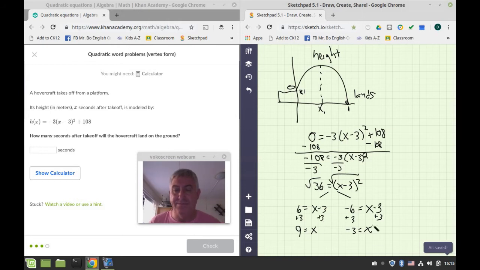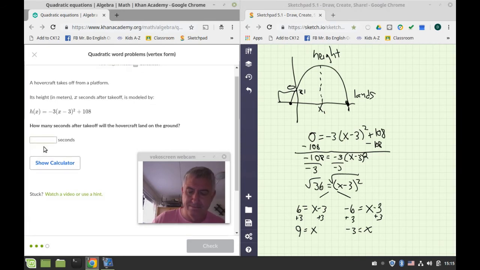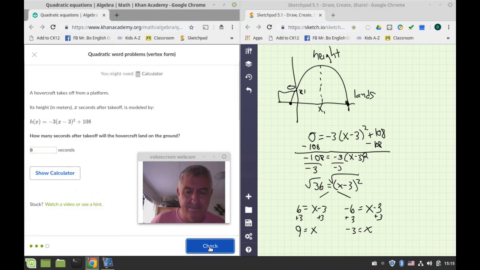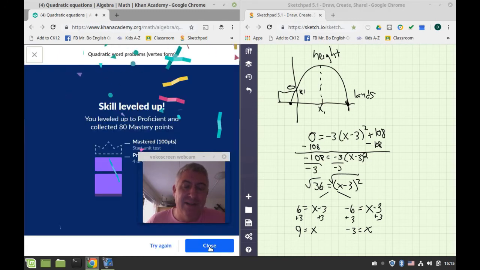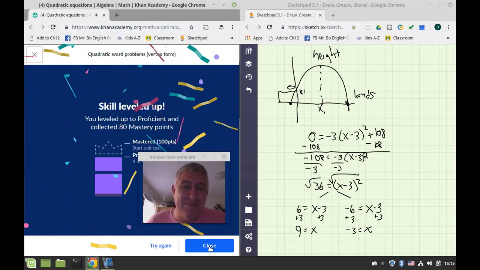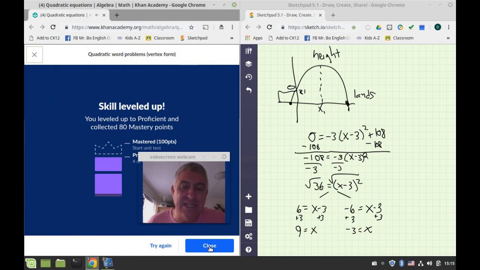So negative 3 is this one back up over here. And that's not the one we want. We want to know when it lands on the ground. So that's the second one over here. And that one is going to be 9. All right, so that's how you do word problems for quadratics in vertex form.